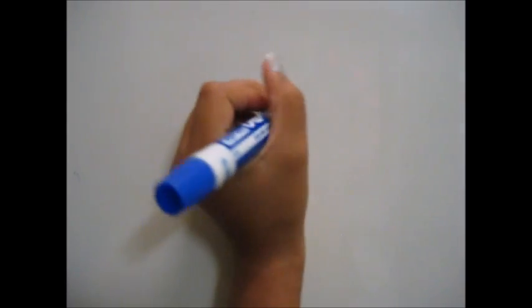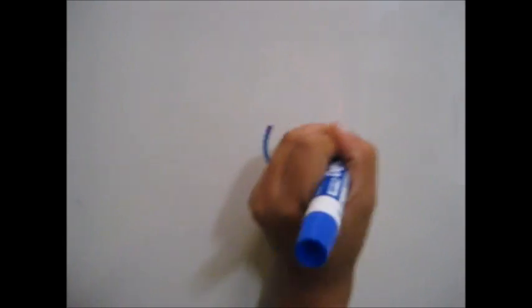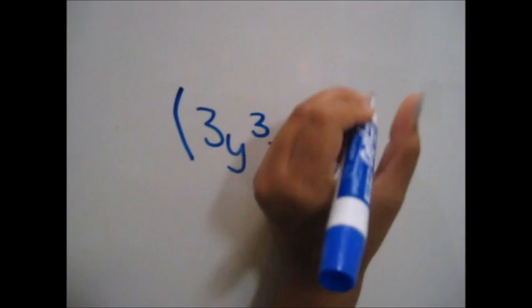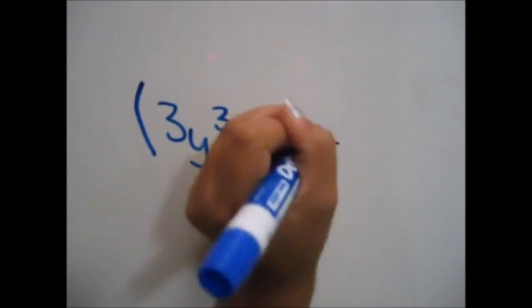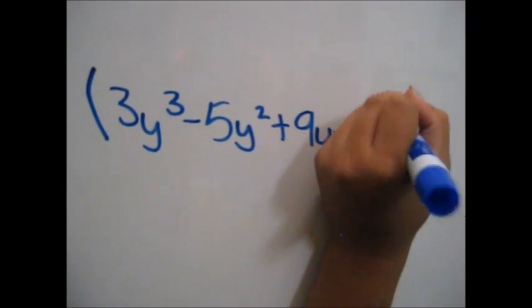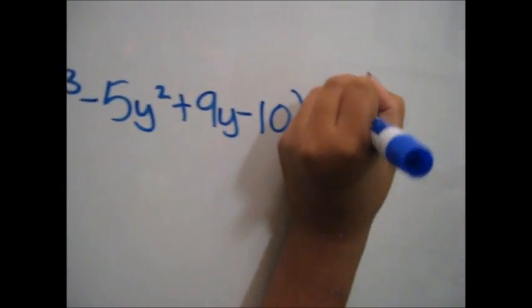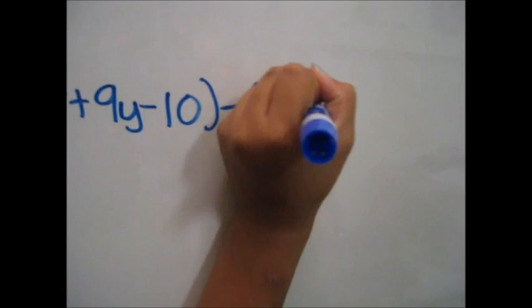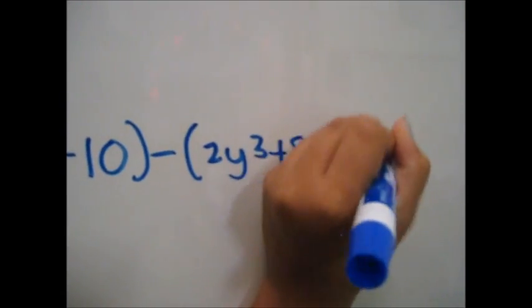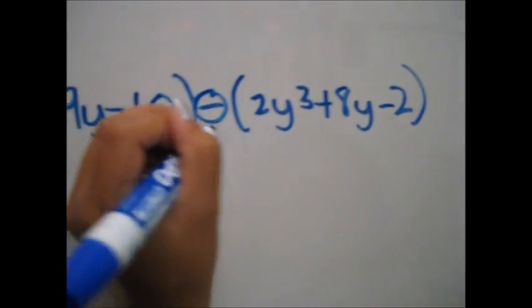Okay, this is going to be the last problem for adding and subtracting polynomials. And the problem is going to be open parentheses 3y cubed minus 5y squared plus 9y minus 10 close parentheses minus open parentheses 2y cubed plus 8y minus 2 close parentheses.